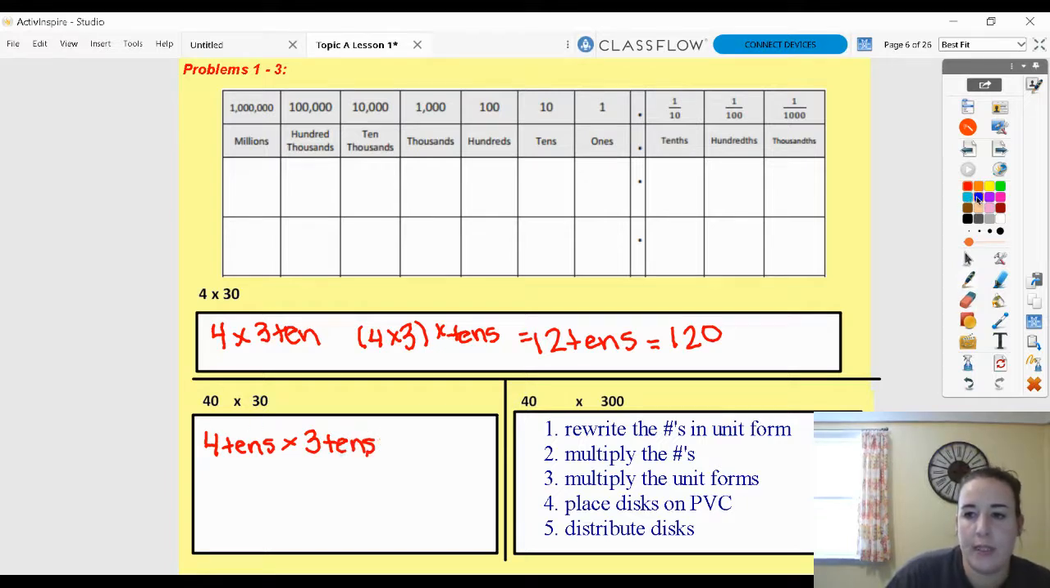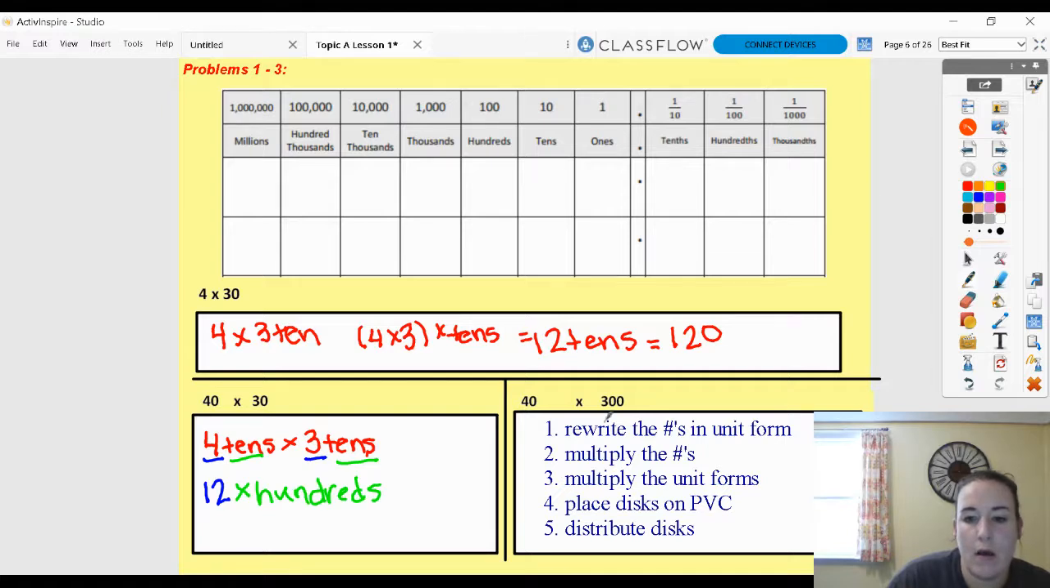Now we're going to multiply our numbers first. So we're going to take our 4 times our 3, and we get 12. Then we're going to multiply our units. So I have 10 times 10, which would be 100. So now I shouldn't write it like that. I should write it like this, 10 hundreds or 12 hundreds.